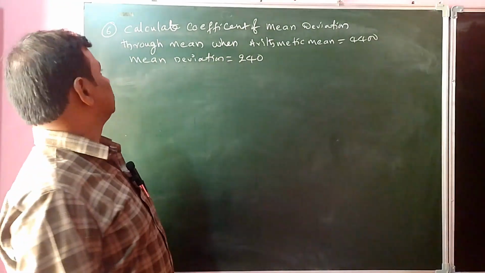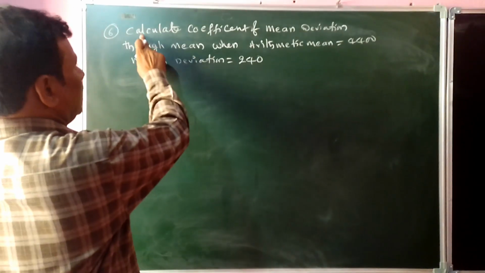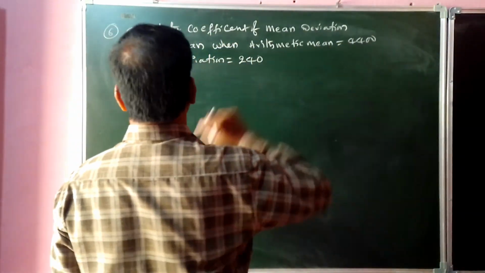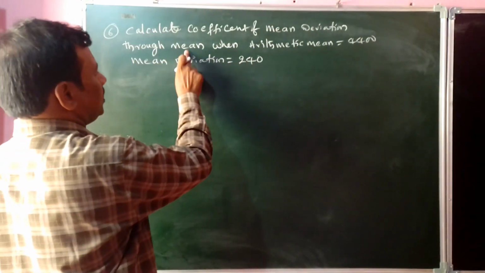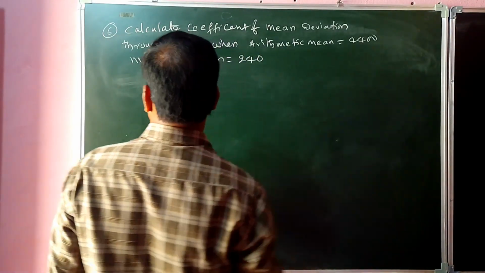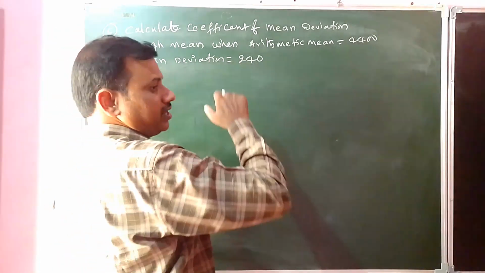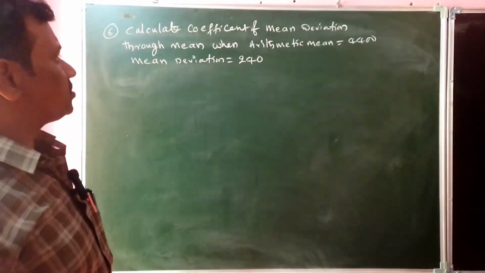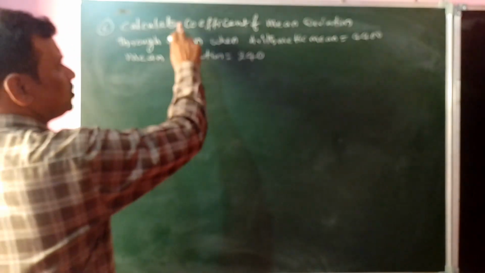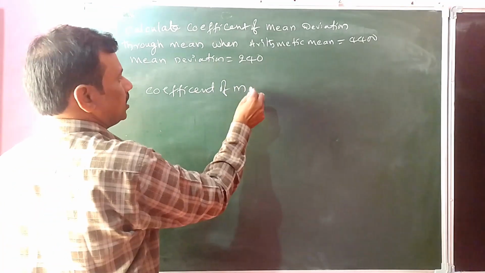Next question, question number 6 of the same chapter. Calculate the coefficient of mean deviation through mean when the arithmetic mean is 4400 and the mean deviation is 240. What are they asking? They are asking for the coefficient of mean deviation.